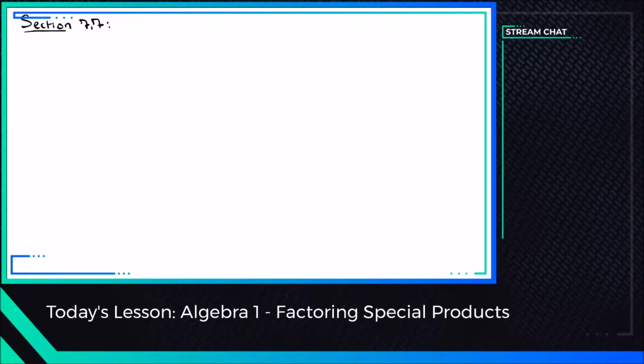And today's lesson is going to be about factoring special products. These special products are going to be a very specific type of example. They're not very common, but they are good to know. We're going to start by talking about what is known as the difference of two squares.